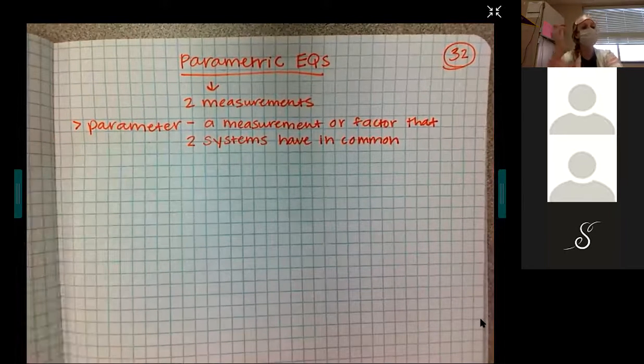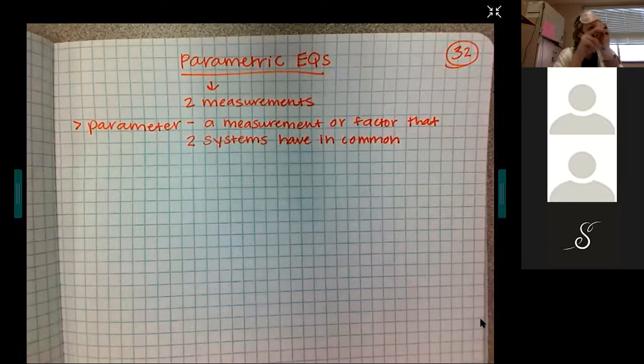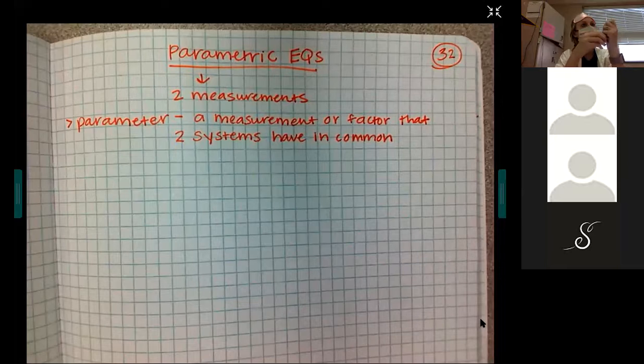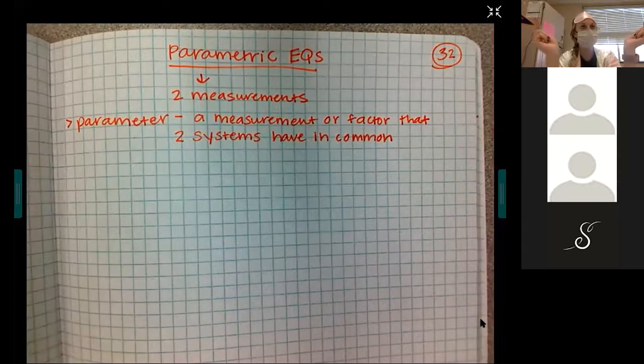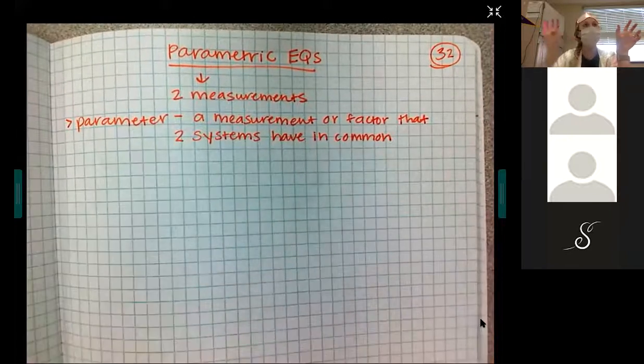All right, real world example, because a lot of you are athletes. Daniel's distance he runs over time and the temperature outside over time. Does everybody agree those are two different scenarios? Yes. The distance he runs over time and the temperature it is outside over time. Do they have a measurement or factor in common?